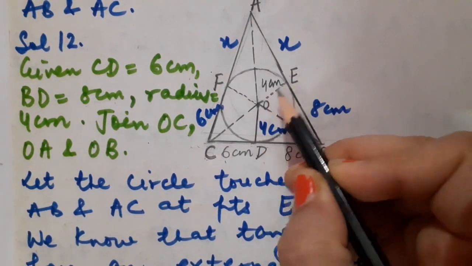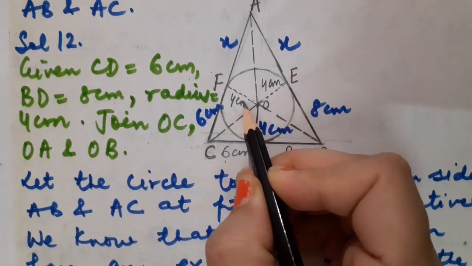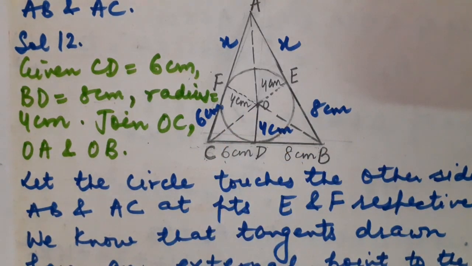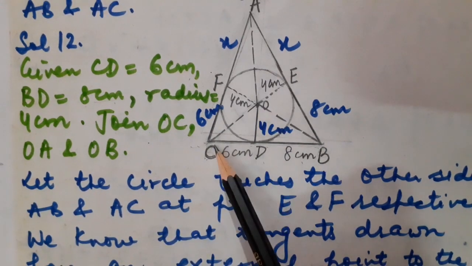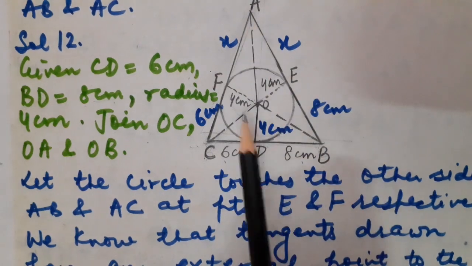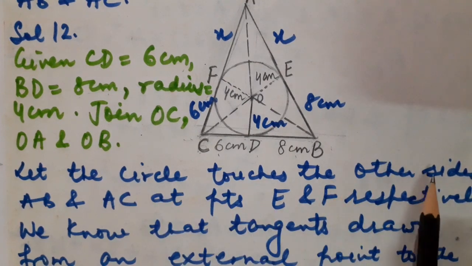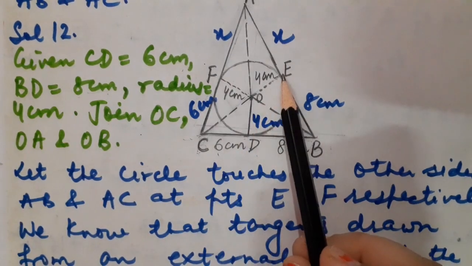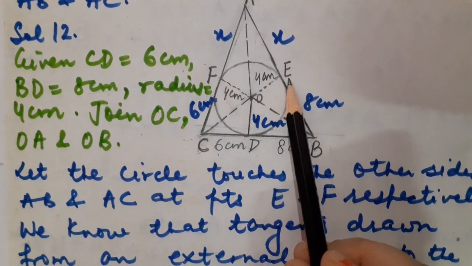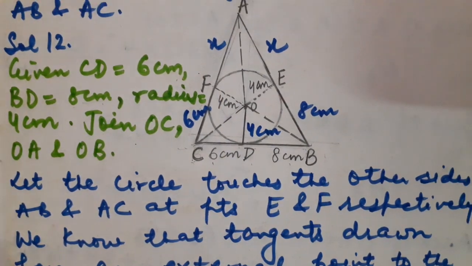OE will also be 4 centimeter because this is also the radius. Similarly, OF is also the radius of the circle. So this will also be 4 centimeter length. Fine. Now what else I did, children? I have just joined OC, OA and OB. Fine. Now let the circle touch the other sides AB, this is AB, and AC at points E and F. I have given them the names of these points, that is E and F respectively.